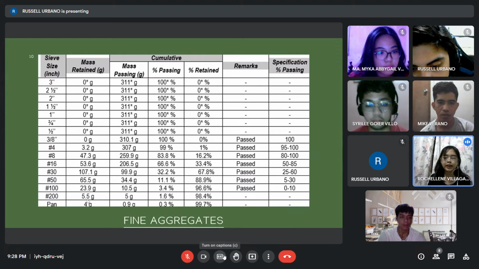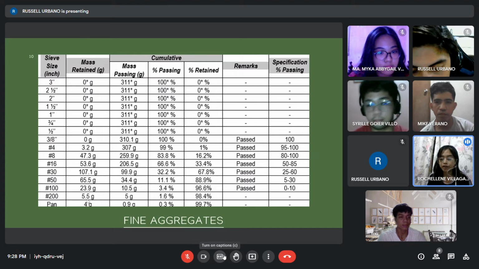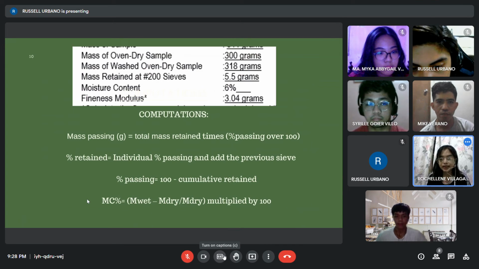Moreover, you can see in the second to the last column, which is remarks, all the data written are passed because the cumulative percent passing reached or qualified as we base on the specification percent passing. On the next slide please.